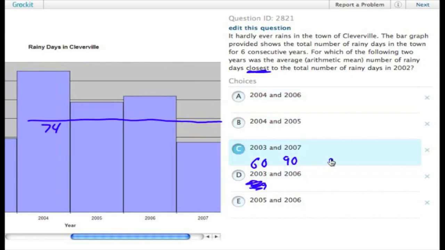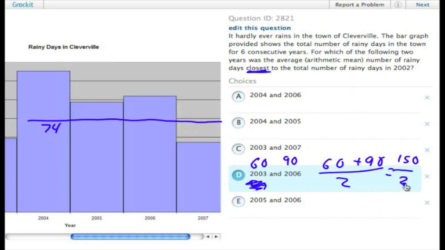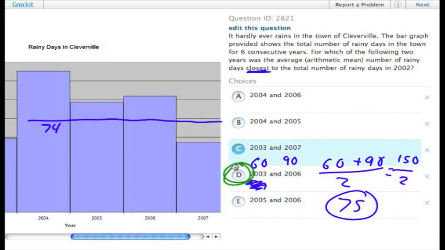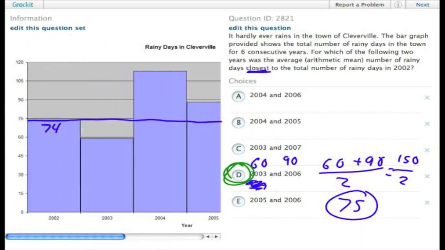Let's find the average of those two. 60 plus 90 over 2. It's 150 over 2, or 75. Pretty much as close as we wanted to get as reasonable. The answer is D.